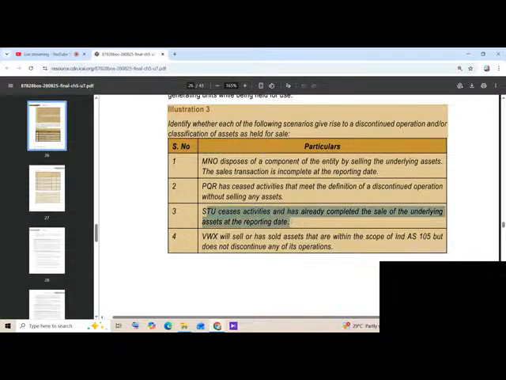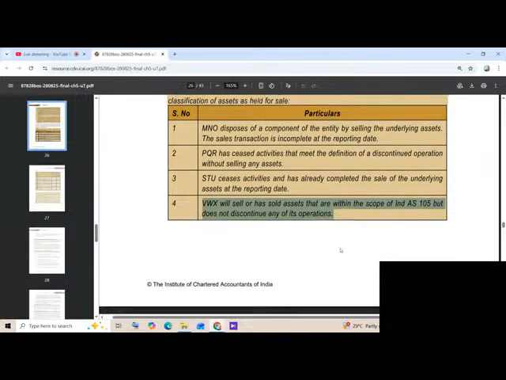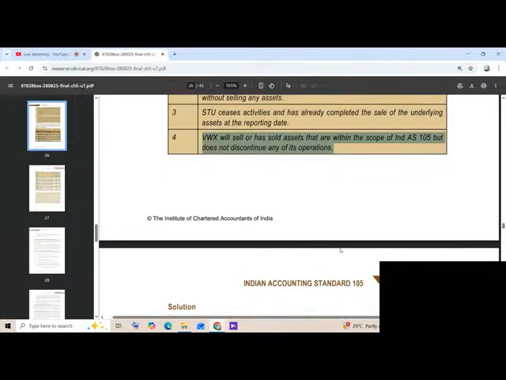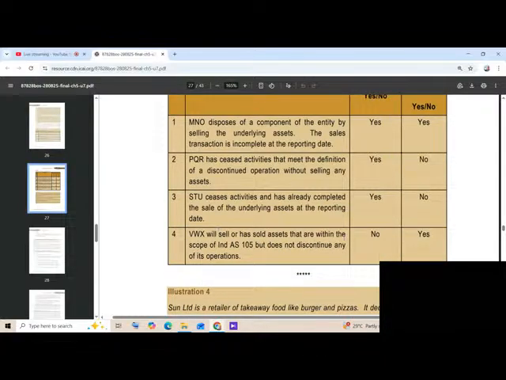I'll ask later. VWX will sell or has sold assets that are within the scope of Ind AS 105, but does not discontinue any of its operations. Operations are not discontinued, so discontinued operation will be no. Will sell or has sold assets that are within the scope of 105, so yes. So no and yes. Yeah, correct.